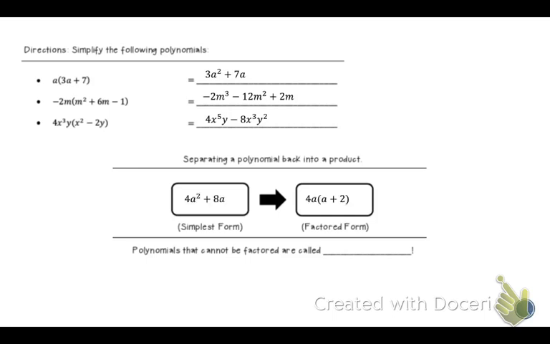Or not the simplest form, the factored form. Sorry, I said that backwards. So say you have 4a squared plus 8a. The factored form of that would be 4a times (a plus 2). Okay? Polynomials that can't be factored are called prime.